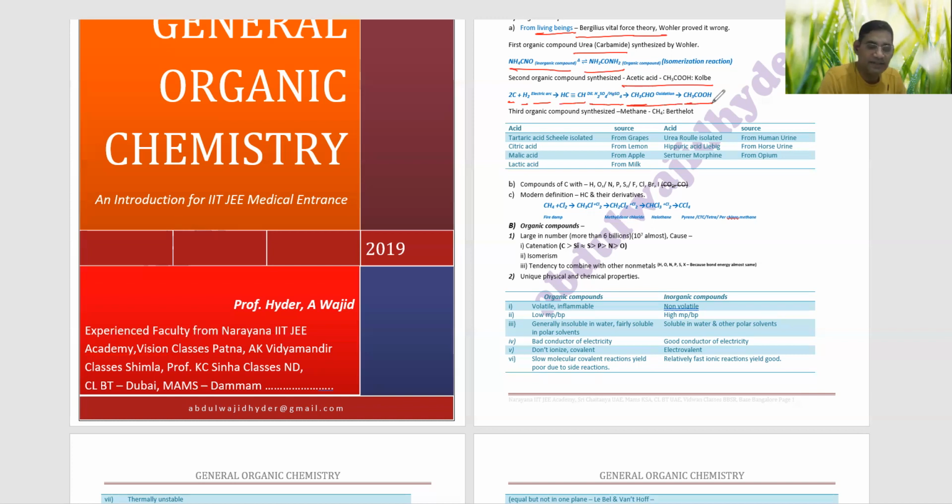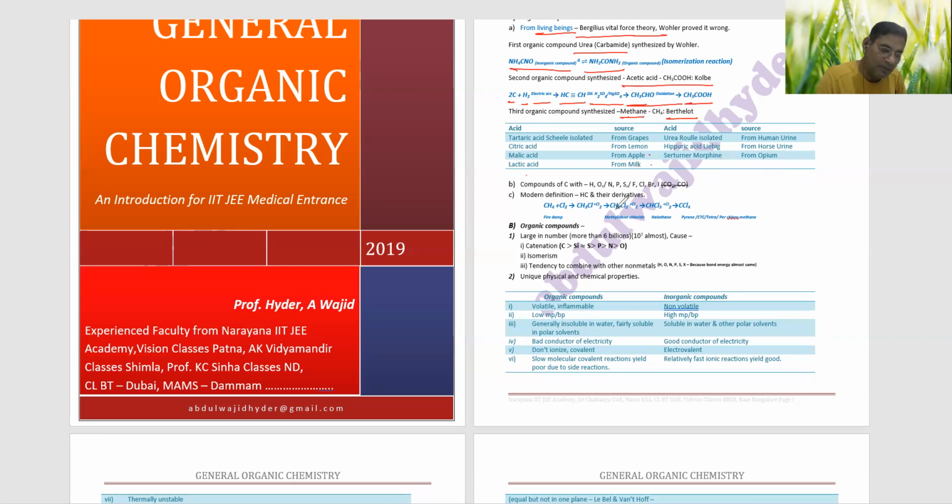The third organic compound synthesized in lab was methane, and Berthollet synthesized it. And acids which are there in living organisms: tartaric acid, Scheele isolated it, and it is there in grapes. Citric acid is there in lemon, and malic acid is there in apple. Lactic acid is there in milk. Urea isolated by Rouelle, and it was there in human urine. Hippuric acid, Liebig isolated it, and it is there in horse urine. Sertürner: morphine is there in opium. Sertürner extracted it from opium, and that is morphine.